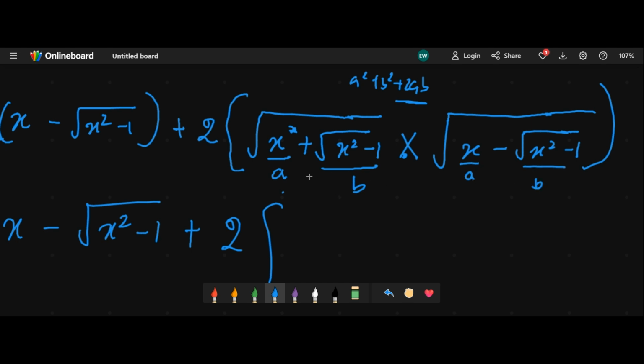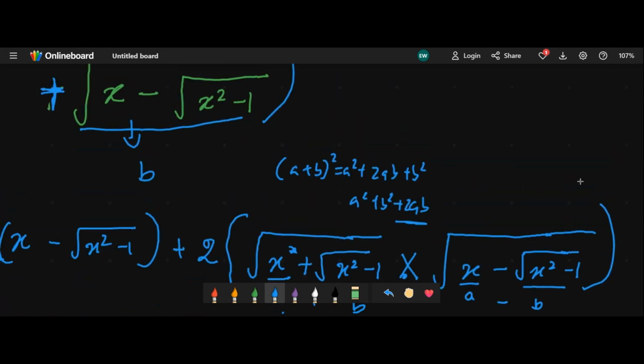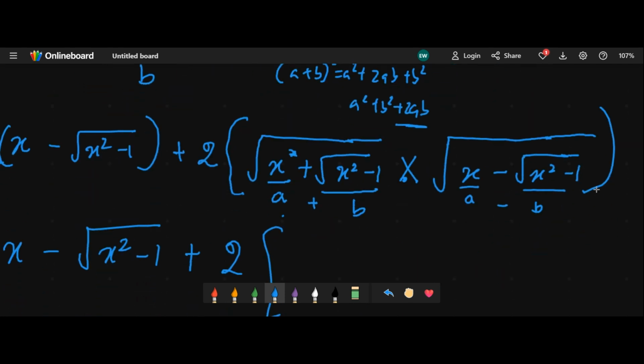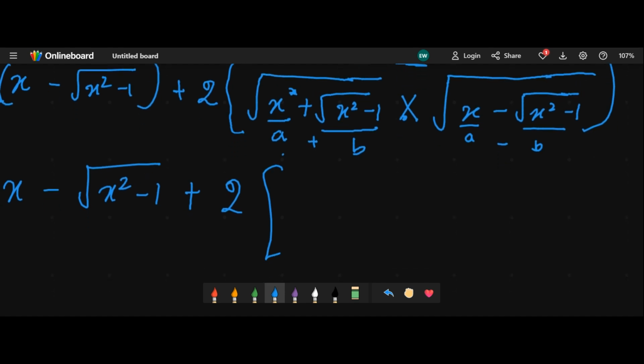So how does it look? A plus B into A minus B. So it is A squared minus B squared. If you multiply, it will be A squared minus B squared. So same thing. What is A here? X. So it is x squared, A squared, minus B squared, and what is B? This one, square root of x squared minus 1, to the power 2.